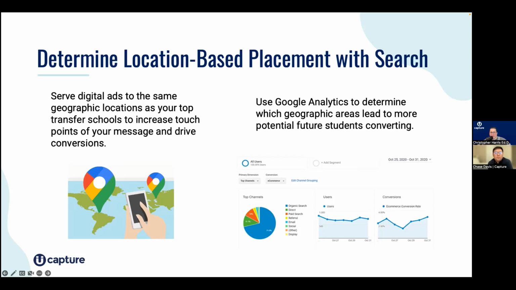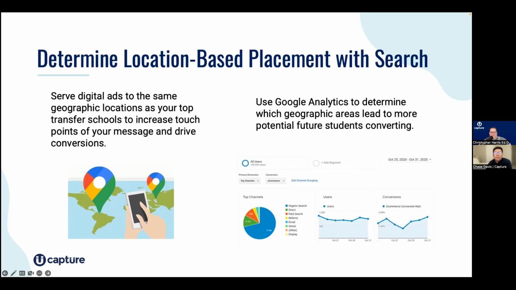But on average, it takes about 8 touch points, someone viewing and engaging with 8 pieces of marketing to convert into an inquiry, to schedule a visit, to apply, those kinds of things. So being able to serve that ad in a geographic location to your top transfer schools will increase those touch points for you. It focuses in where that money is being spent. And I also think it helps when they're actively researching your institution to be able to reinforce your message that you have. So they hit your website 2 days later, here comes a specific ad that we're able to serve to them.